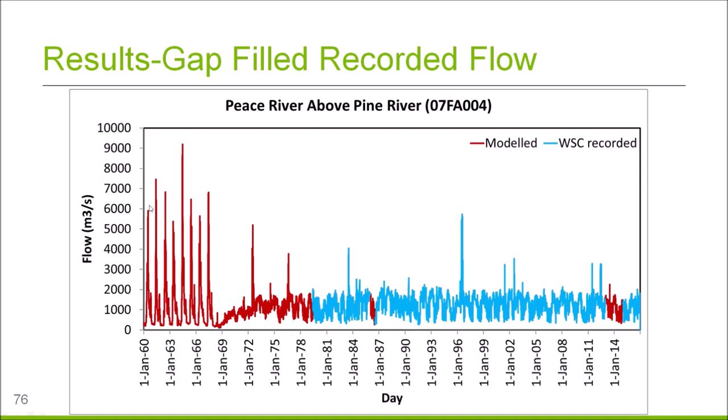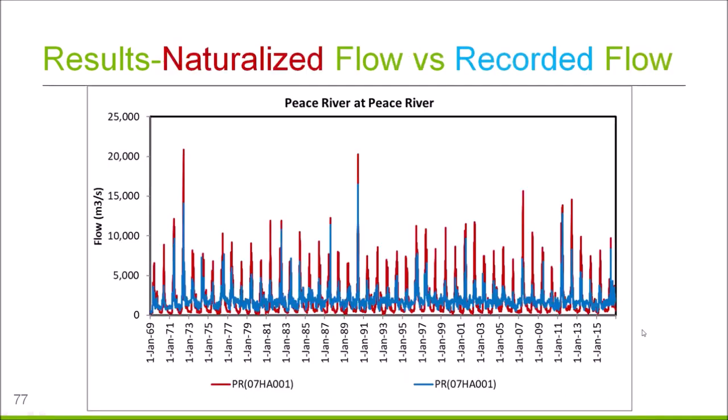So this is again recorded flow. Also, sometimes you have gaps in recorded flow, so the model can also fill some of those information. So you ended up having a gap-free daily flow data from 1960 all the way to 2016.